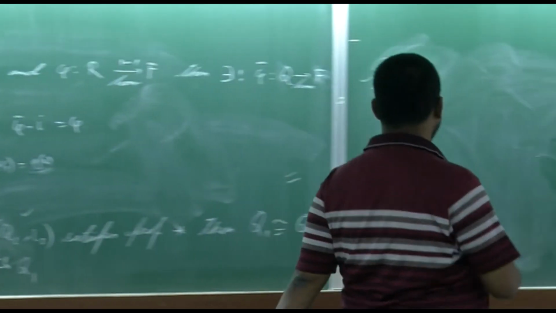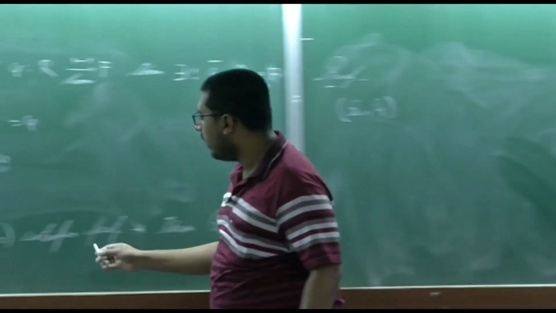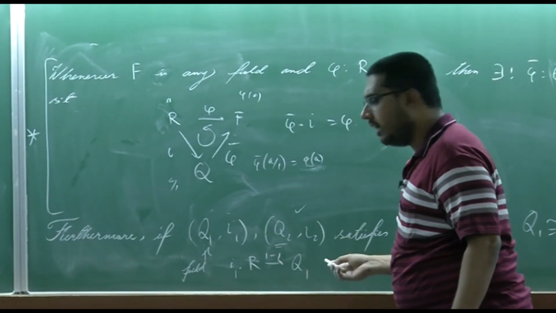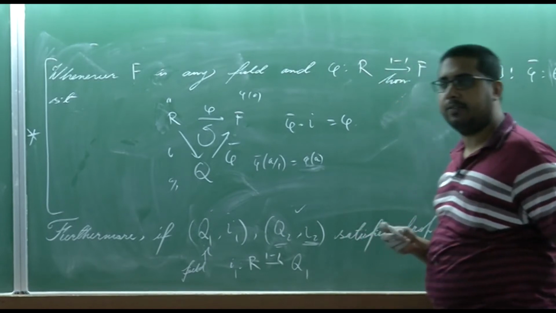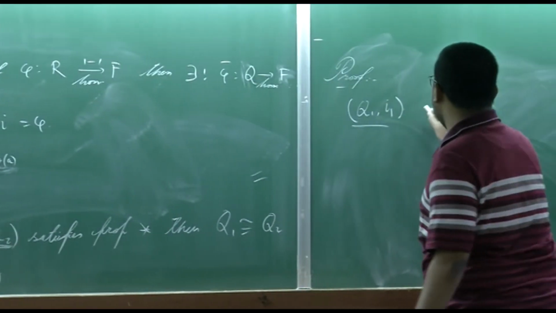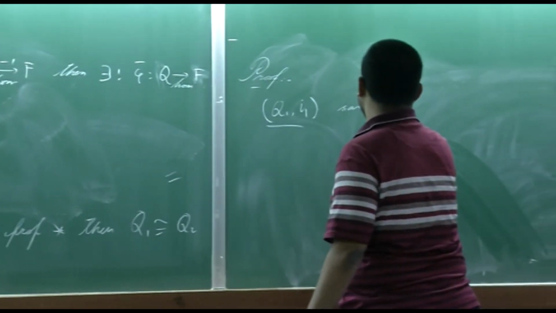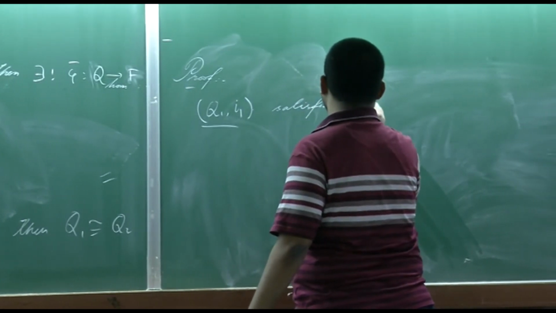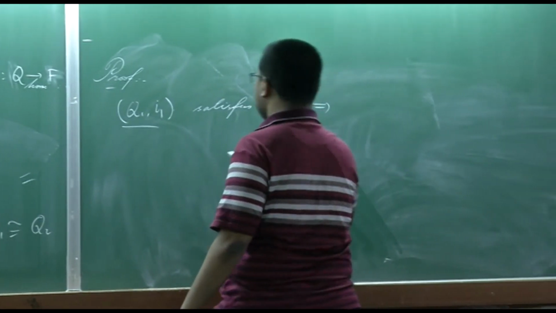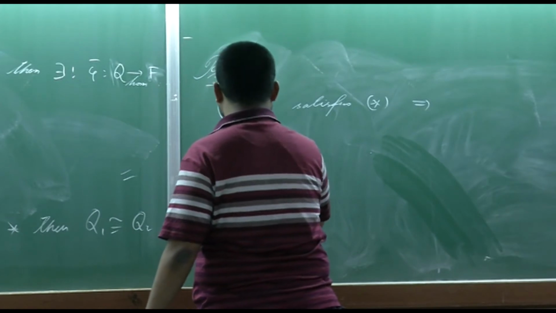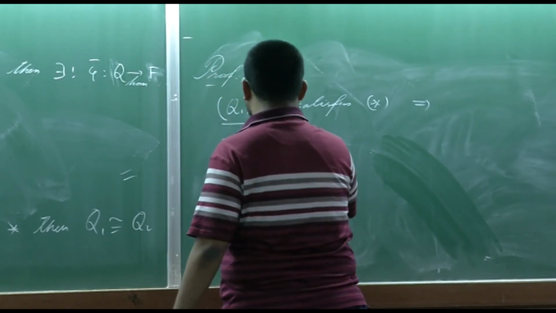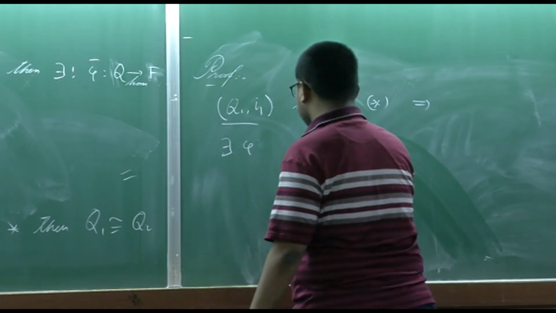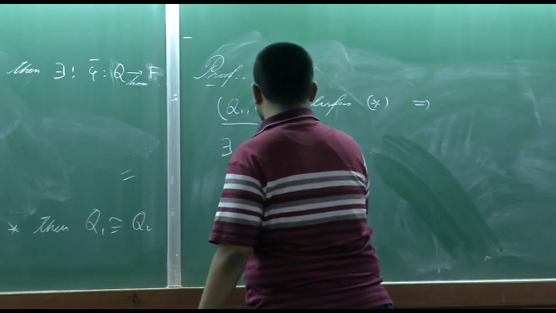According to our assumption, Q1 is a field and this is an injective homomorphism. So, since this satisfies property star, that means there exists a homomorphism phi that makes the following diagram commutative. Let me put it in this way.